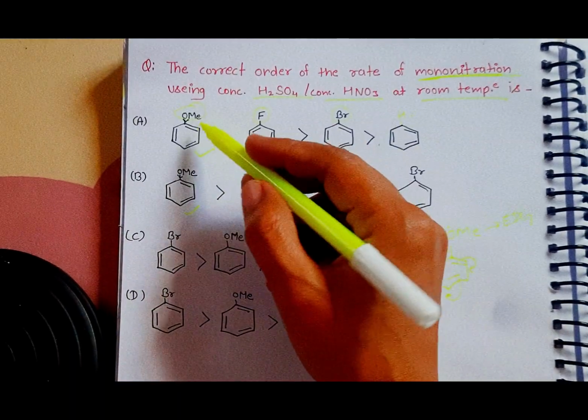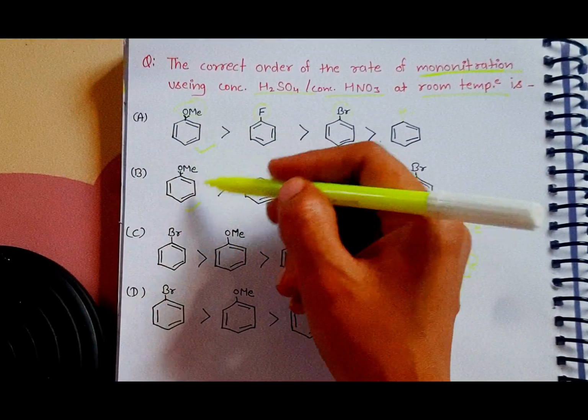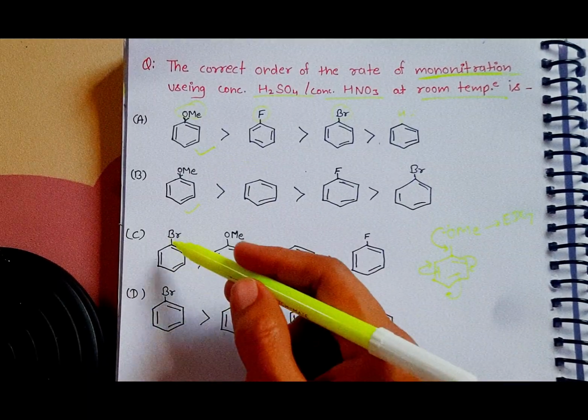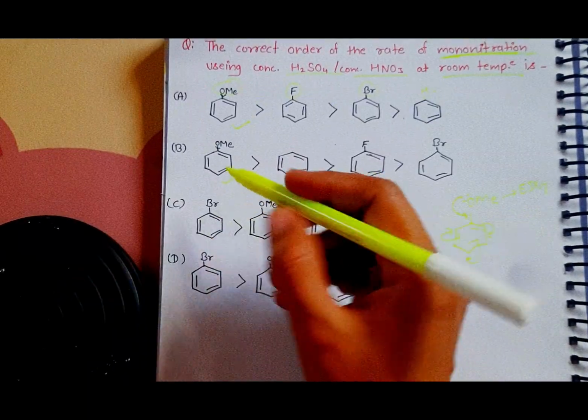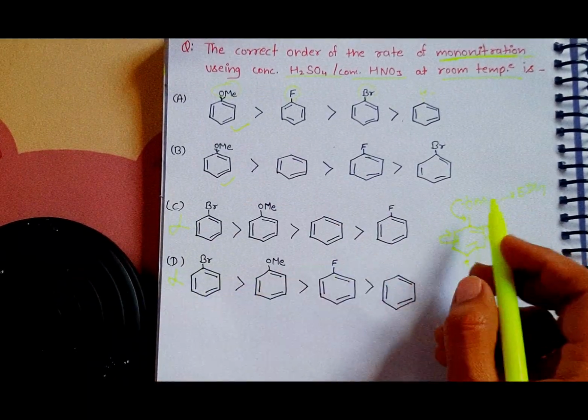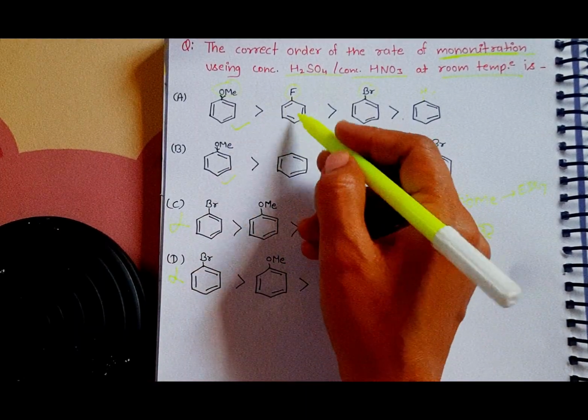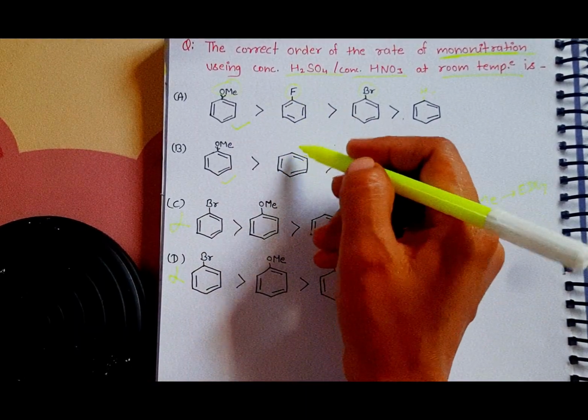So here we see methoxybenzene in option A and B in first position. In C and D, methoxybenzene is not first here. So this is not the correct option. This option is also not correct. So we see this option has fluorobenzene, and here is the benzene ring.